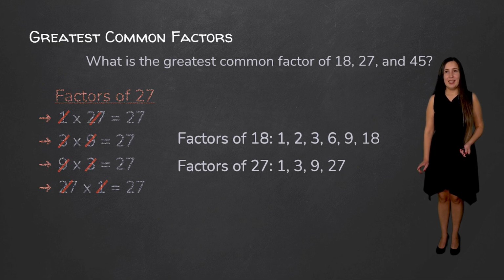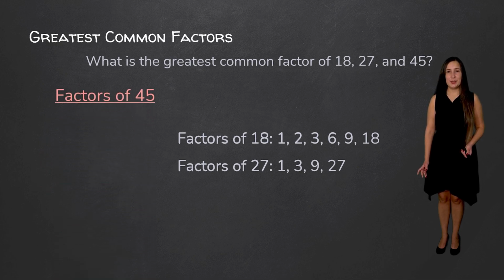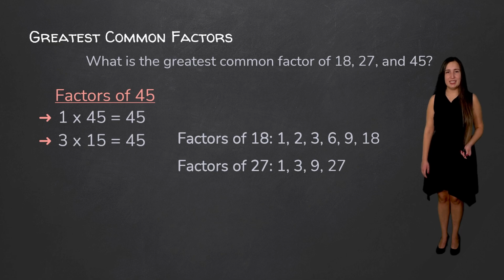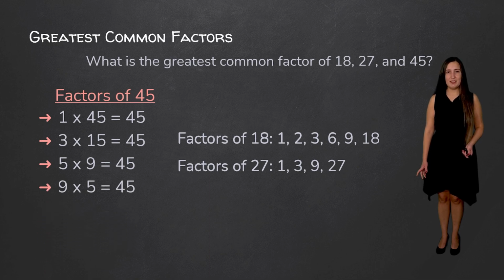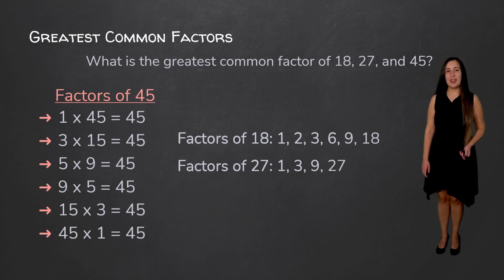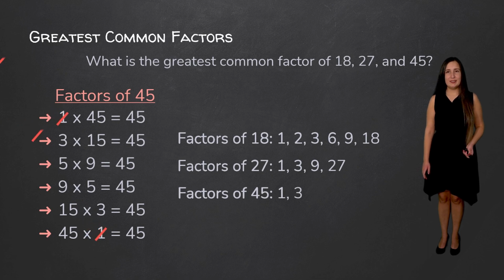Alright? And now let's find our factors of 45. So for 45, we have 1 times 45 is equal to 45. 3 times 15 is equal to 45. 5 times 9 is equal to 45. 9 times 5 is equal to 45. 15 times 3 is equal to 45. And finally, 45 times 1 is equal to 45. So our factors of 45 include 1, 3, 5, 9, 15, and finally 45. All right?